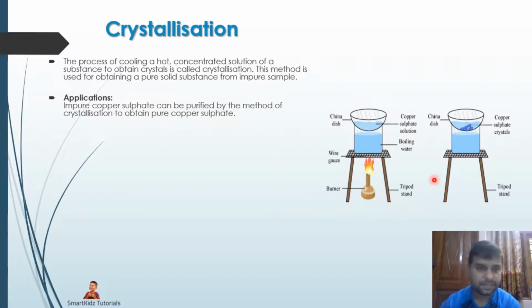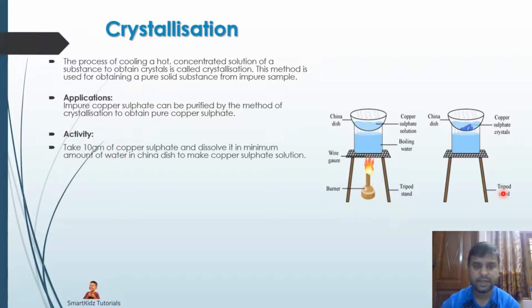Application: this is one of the applications, that impure copper sulfate is purified by the method of crystallization to obtain pure copper sulfate crystals. Okay, and an activity is mentioned in the textbook, and this is the activity that it refers to, where we take 10 grams of copper sulfate and dissolve it in a minimum amount of water, that is over here, to make a copper sulfate solution. So this is a copper sulfate solution obtained by mixing copper sulfate powder into the water.